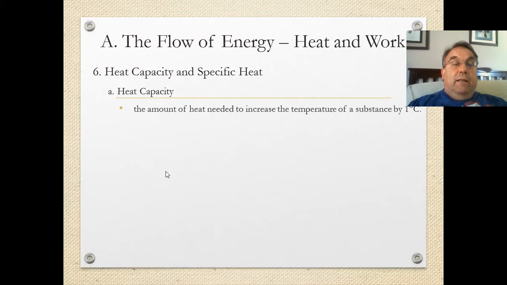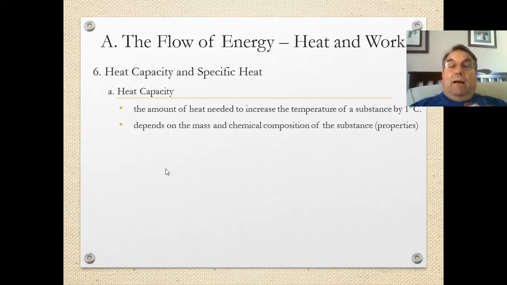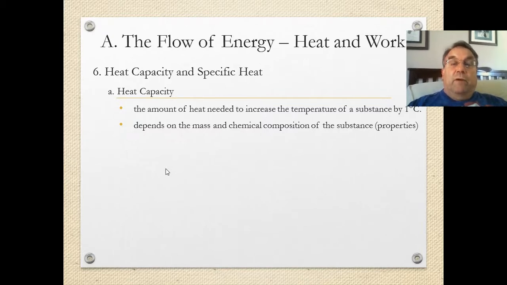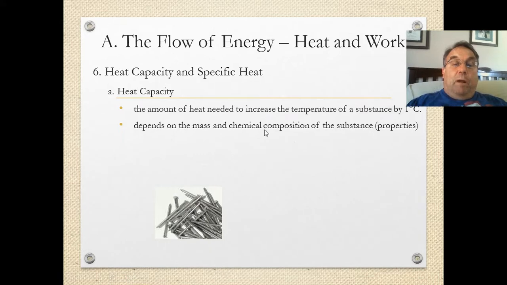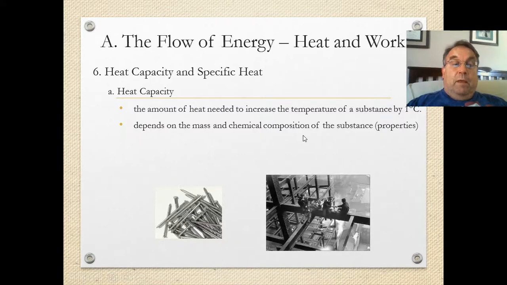So heat capacity is the amount of heat needed to increase the temperature of a substance by 1 degree Celsius, which sounds an awful lot like the definition of a calorie, but this is for any substance. Now, heat capacity depends on the amount of substance, its mass, and the chemical composition of the substance. So an iron nail might have a certain amount of heat capacity in it, and a steel girder made of the same material would have a different heat capacity.